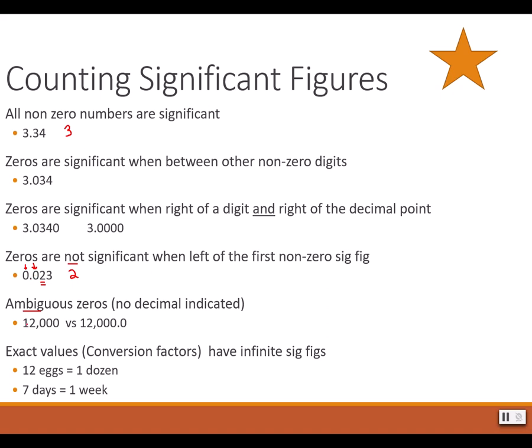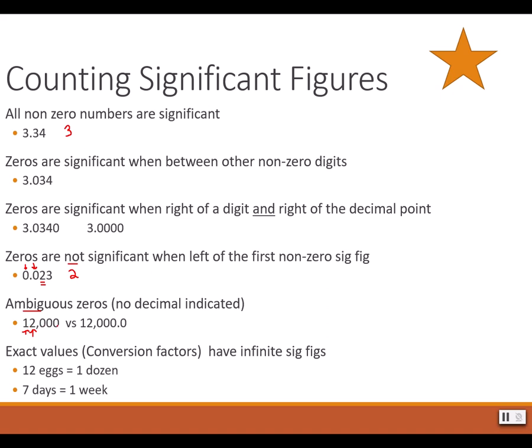Then there is the case of ambiguous zeros. Those are zeros that are in a number that are not associated with a decimal place. So if you see in this rule, we said that zeros are not significant when to the left of a first non-zero sig fig and decimal. What if I was to give you this number, 12,000? Let's say I was to ask you the number of significant figures. Well, that 1 and that 2, both of those are non-zero numbers, so both of those are significant.